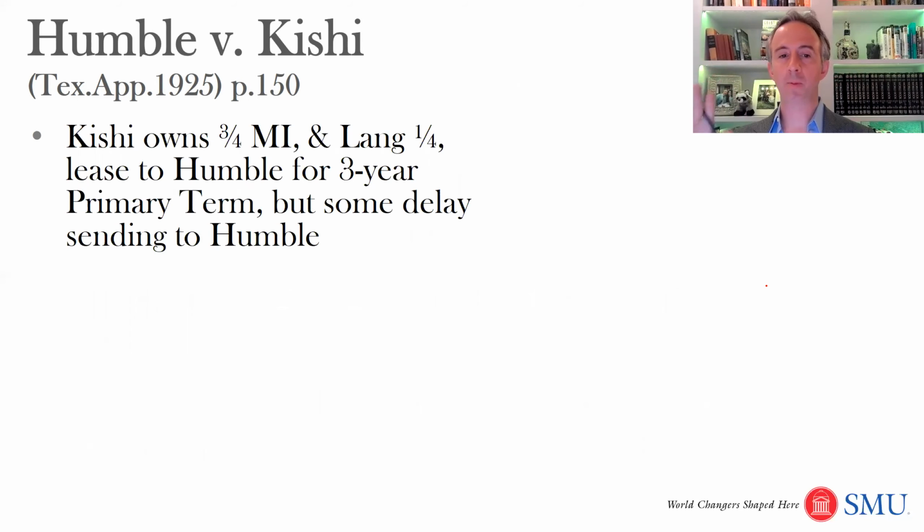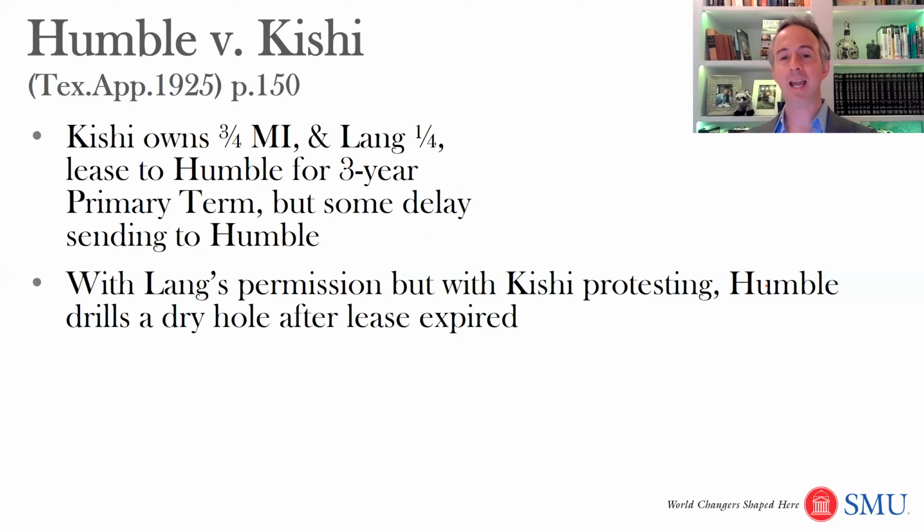There's a lease to Humble for a 3-year primary term, but there's some delay in sending it to Humble, and so there's a question about when the lease starts, and thus when that primary term ends. As we'll describe in the leasing section, primary term is as long as the oil company gets to drill. If it doesn't drill by the end of the primary term, the lease goes goodbye.